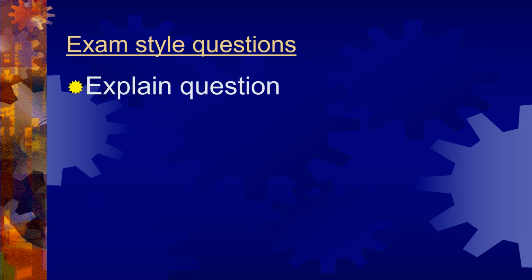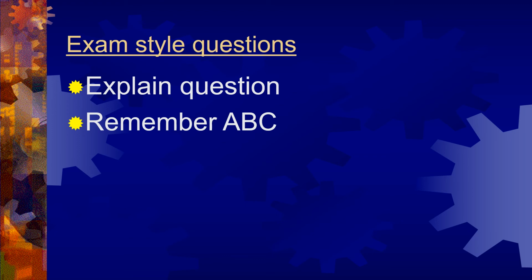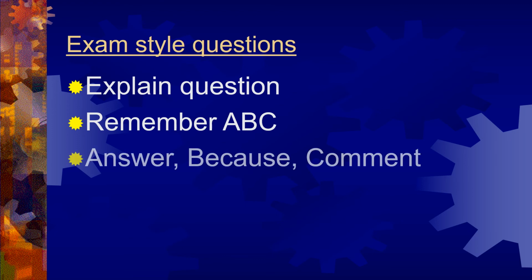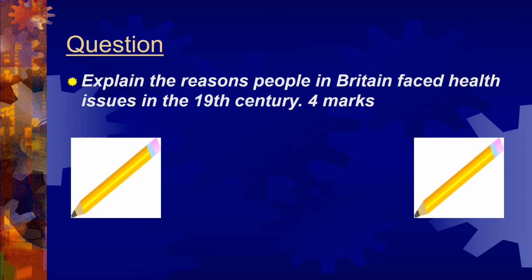So the first exam style question that you're going to try is an explain question, which you've done before. Now remember, when you're answering this, you use mnemonic A, B, C. A stands for answer, so you refer back to the question. B, use the word because, and C, you comment. Your question is going to be explain the reasons people in Britain faced health issues in the 19th century. It's going to be worth 4 marks.